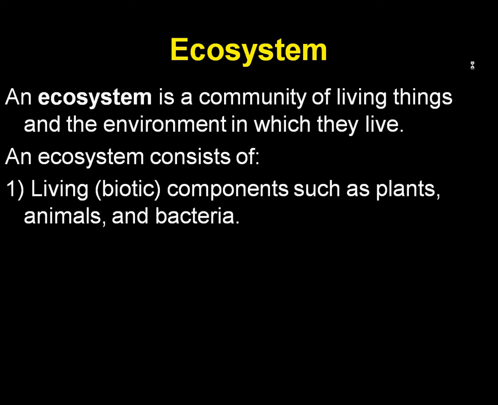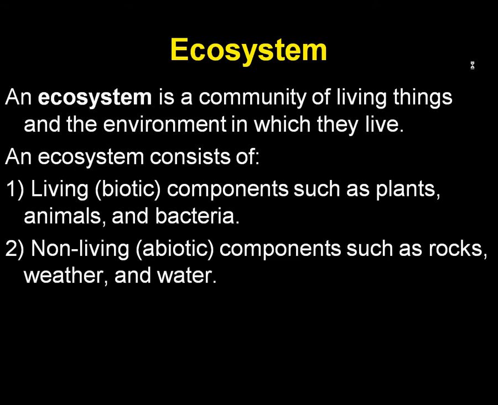An ecosystem is a community of living things and their environment, the environment in which they live. It consists of the living components, called the biotic, like biology. So the living components such as plants, animals, and bacteria, as well as the non-living components, the abiotic components, A meaning not biotic. So abiotic components such as rocks, weather, and water.